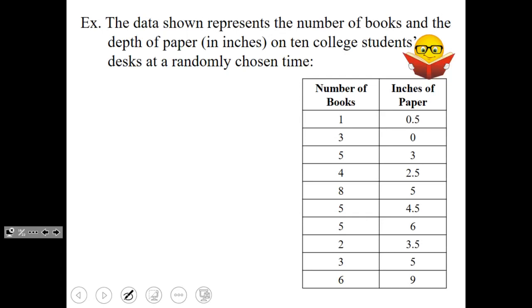So that means I get to load my books in L1. I'm going to load the inches of paper in L2, because I need to look at a scatter plot of this data. So pause the video. You load this data in L1, L2.